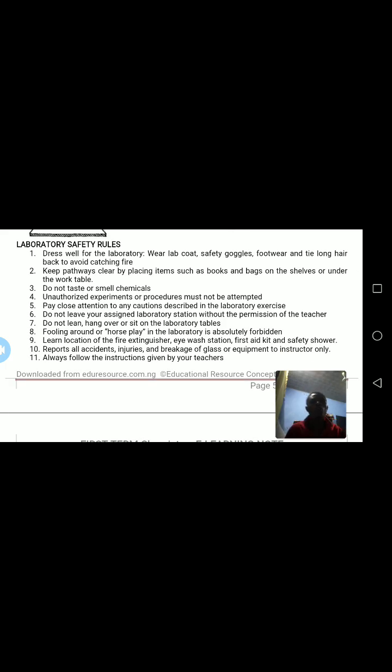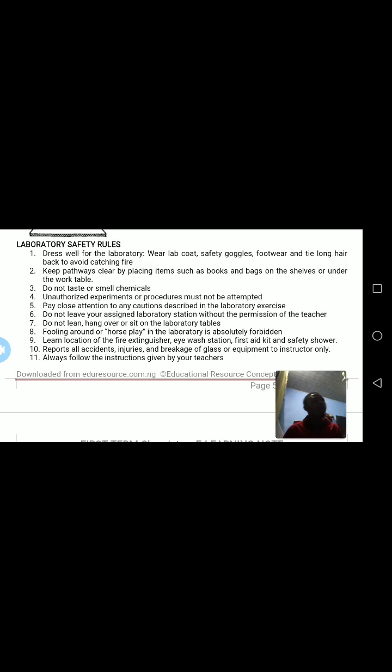Number four, unauthorized experiments or procedures must not be attempted. Don't try to carry out any unauthorized experiment. No, it's not allowed, please. Ensure you carry out that which is specified, that which has been tested and trusted to be safe. Don't carry out experiments that may cause damage, or cause a fire outbreak in the lab. Do you understand? Don't try to bypass procedures.